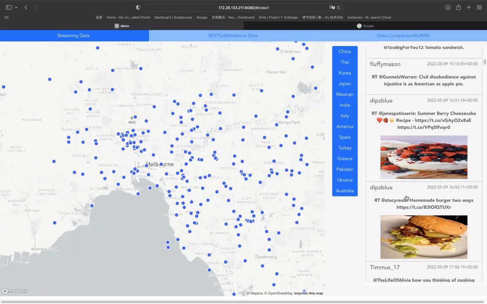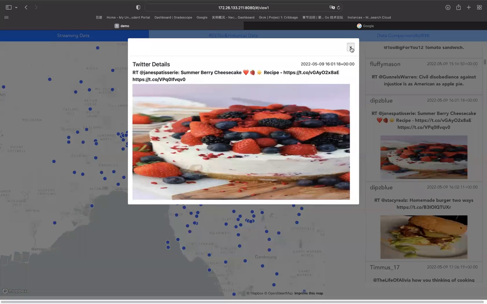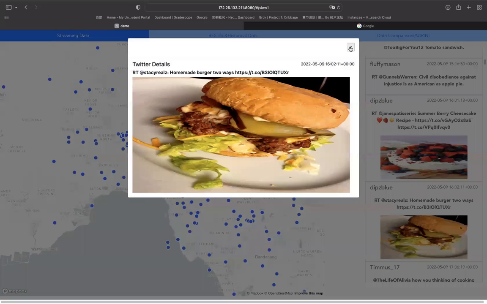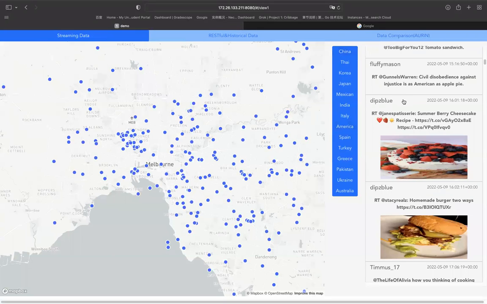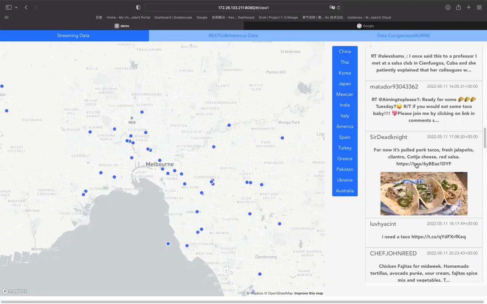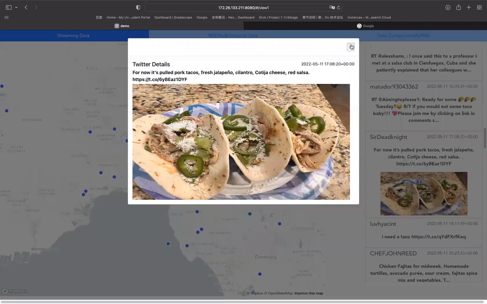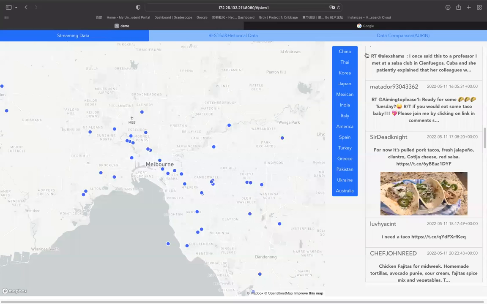Each section of the list on the right can be clicked to open up a new window. Also, we can check what is in the Mexican food category, and we can find taco here, which means that the filter rule of the categorization works well.